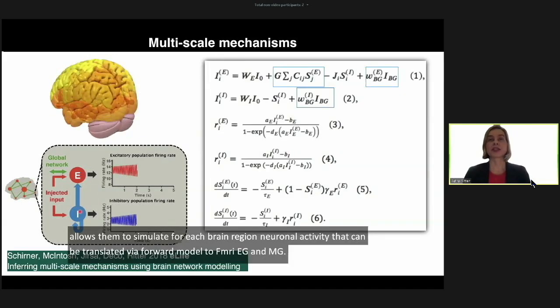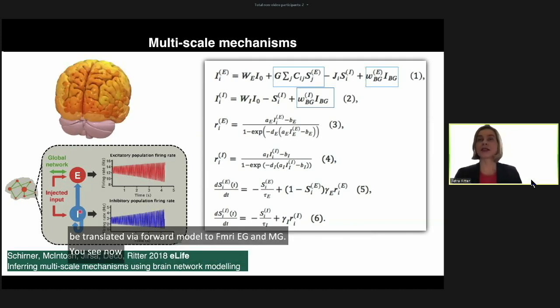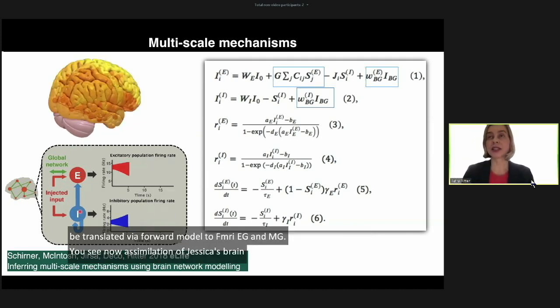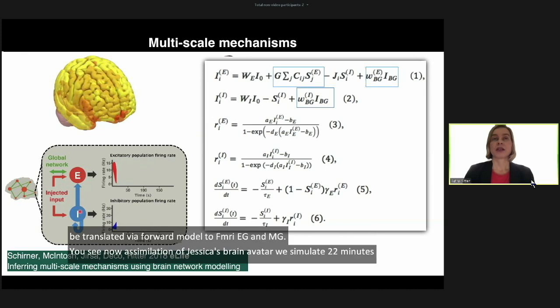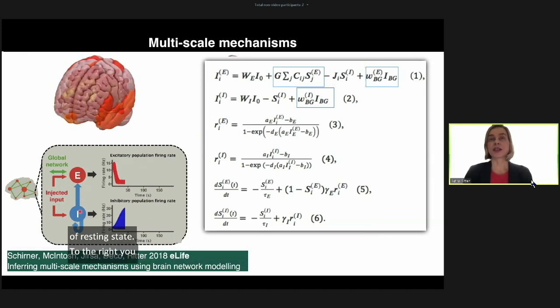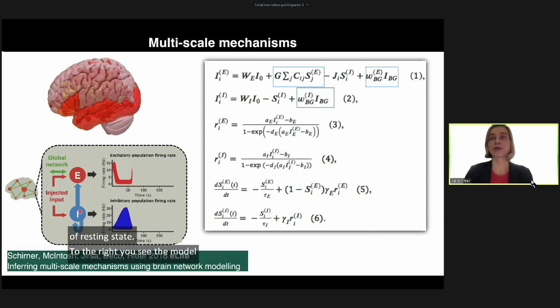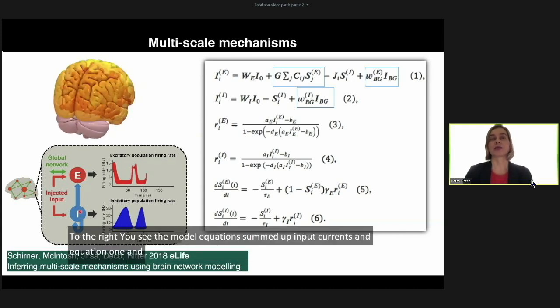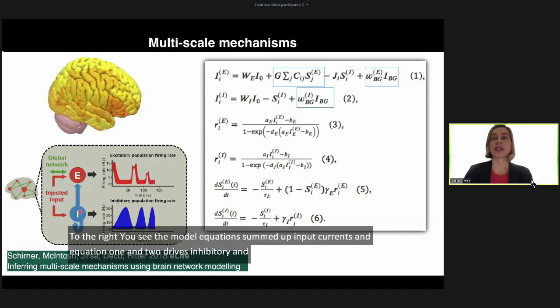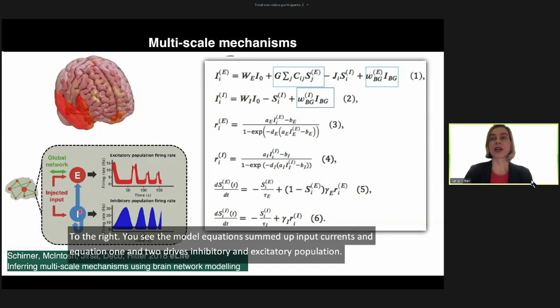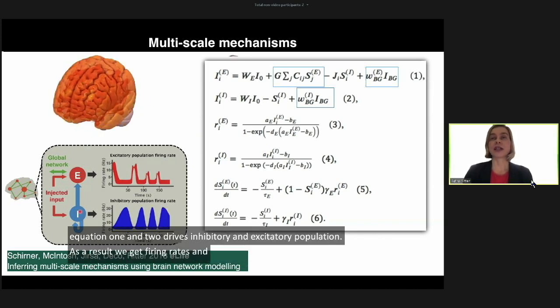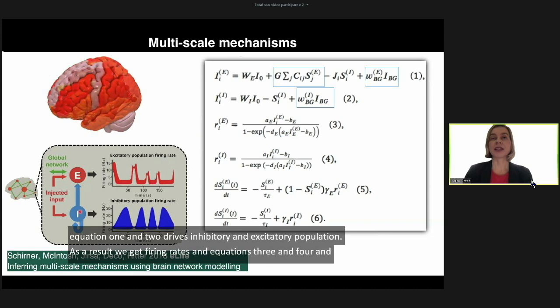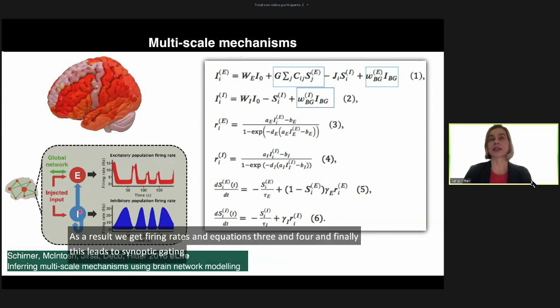Here you see now a simulation of Jessica's brain avatar. We simulate 22 minutes of resting state. To the right, you see the model equations: summed up input currents, and equations 1 and 2 drive the inhibitory and excitatory population. As a result, we get firing rates in equations 3 and 4. And finally, this leads to synaptic gating in equations 5 and 6.